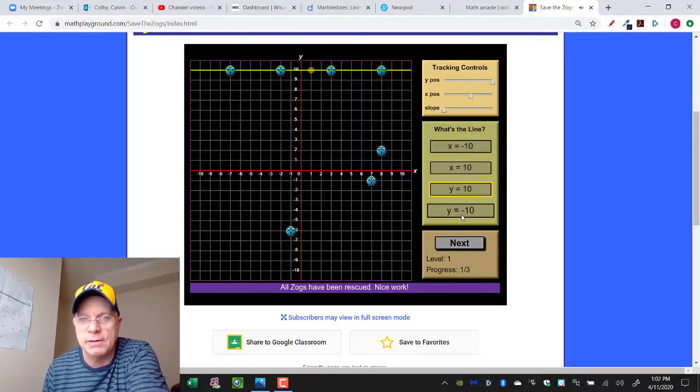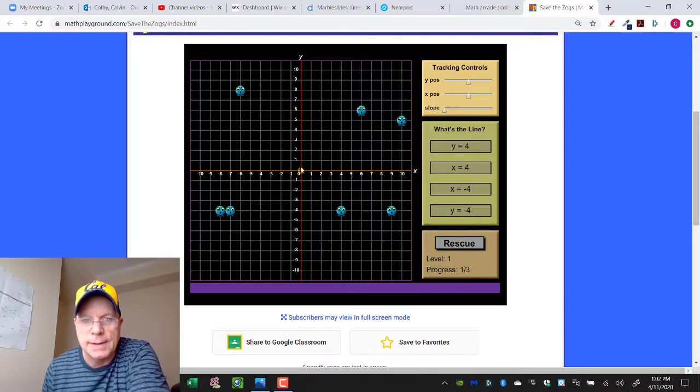If we make a mistake, well, you can't make a mistake except on the next slide. I'll make a mistake on purpose and show you what a mistake looks like. I see my four Zogs right here, so I'm going to move this down. That looks like y equals -4. It looks like I've got another horizontal line with a slope of 0, but I'm going to pretend I misread it or made a mistake. If I say x equals -4, try again. It'll show me where that line would have been, and let me try again. But we know it should be y equals -4.